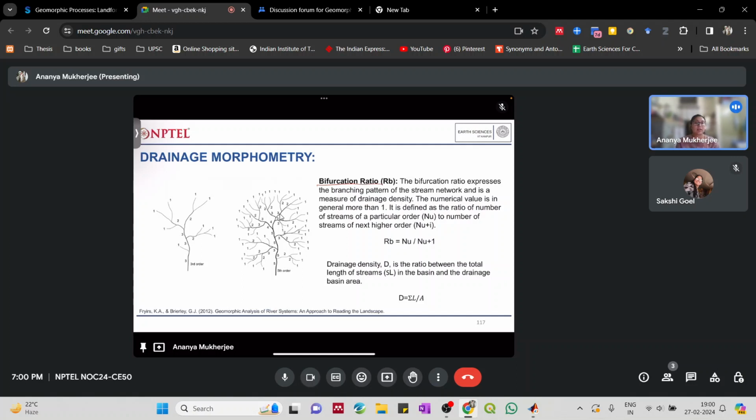So it will help you in understanding the branching pattern of the stream network, and it can also give you an understanding of the drainage density. So usually it has to be more than one. So we can, if we try to calculate over here, okay.